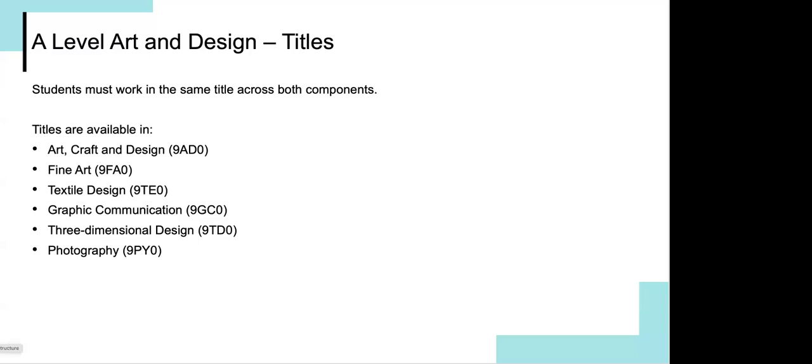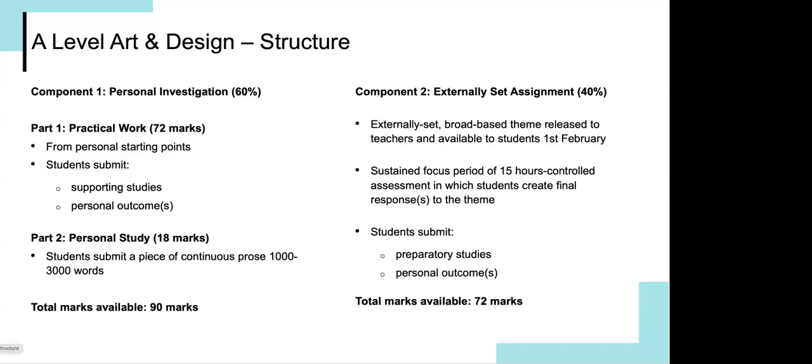So again, I'll try to use my button to move forward. I'll use my mouse. The A-level art and design structure has been very much the same throughout. There's been very few changes. The difference between ourselves and perhaps other examining bodies is that we have a separate mark for the personal study. So component 1, the personal investigation, the practical work is the same mark as for component 2. So there's 72 marks for part 1, which is the personal investigation, and it's from personal starting points that are agreed with you and the students.